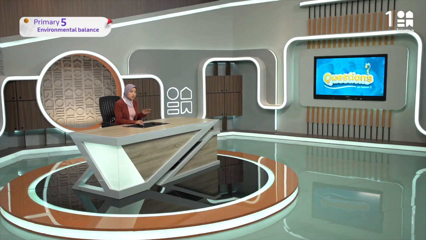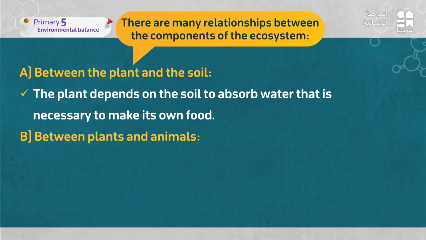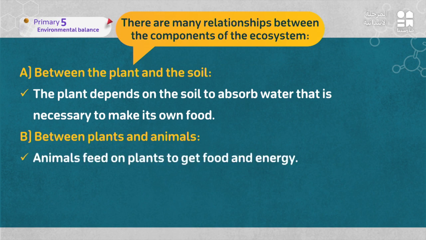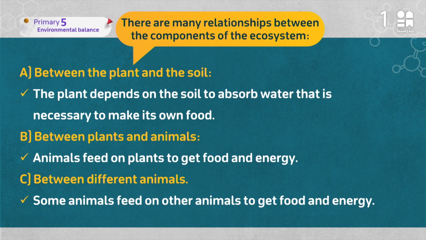طيب بس relation دي لا، في another relationship between plants and animals. زي ما خدنا in the previous lesson that there are some animals that feed on plants to get food and energy. And also there's another relation between the different animals, that there are some animals that feed on other animals to get their food and energy. And that's what we talked about in the previous lesson.